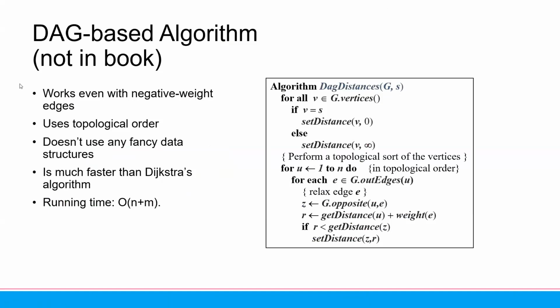The DAG you already learned from the previous one. This is the directed acyclic graph. It means there is no cycle. It works with negative weight edges, and then it uses topological order. Do you know what topological order is?